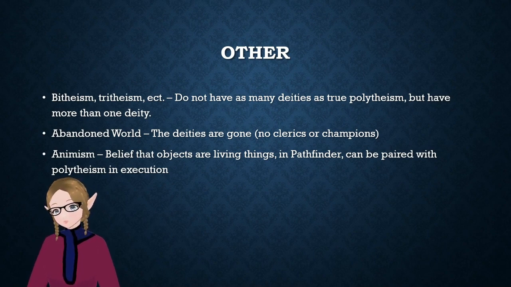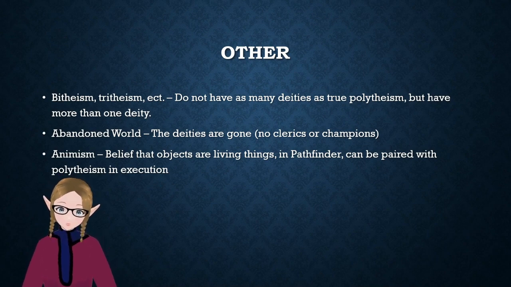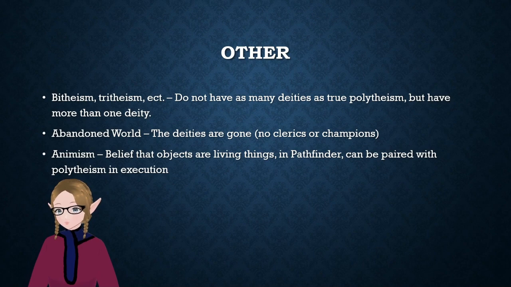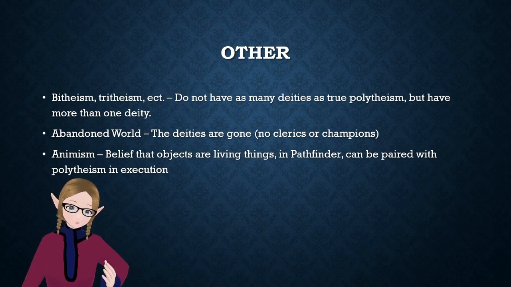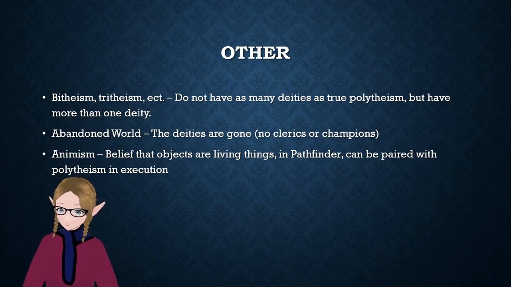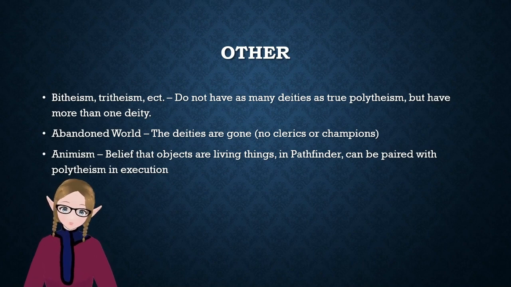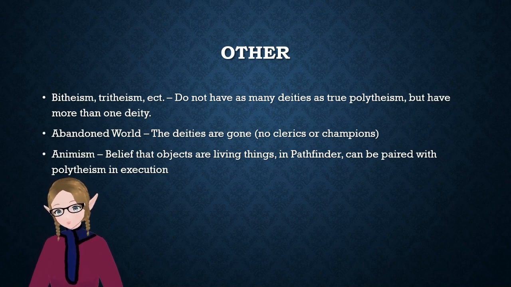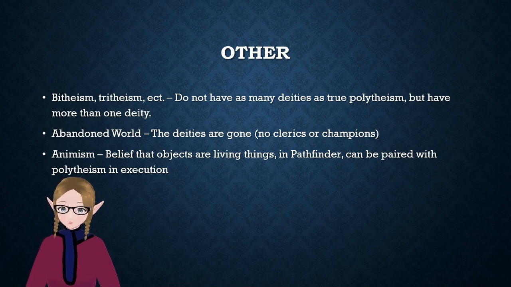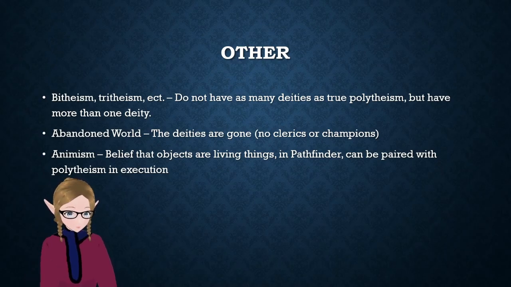Another example is bitheism or tritheism. In this, you have essentially monotheism, but with multiple deities. So if you want a world where there's a deity of femininity and a deity of masculinity, without bringing in dualism, bitheism could be a good choice. A final system I'm going to mention is animism, which is the belief that all objects have living spirits. To execute this in Pathfinder, you simply pair it with polytheism.